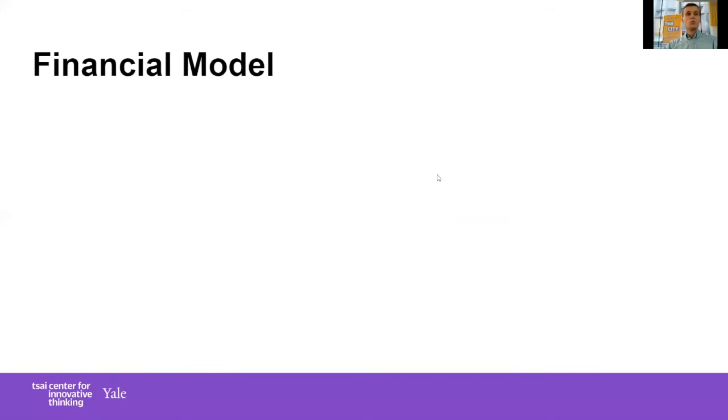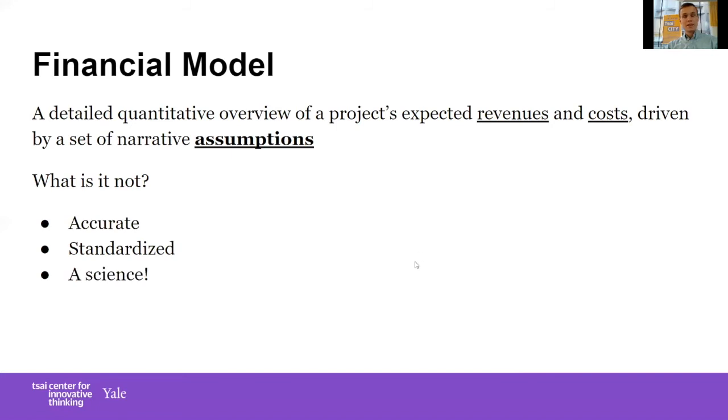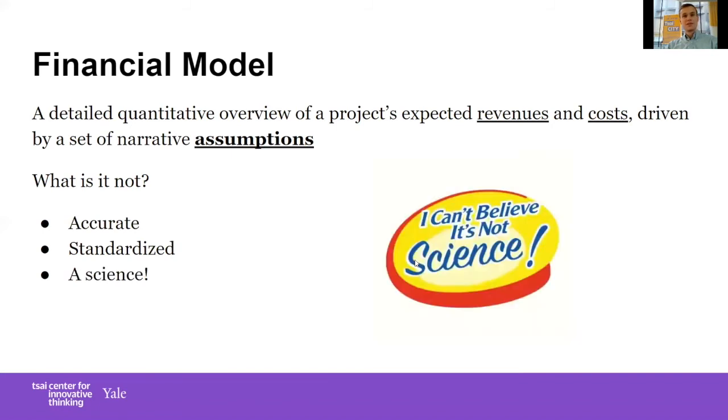So more formally, what is a financial model? A financial model is a detailed and quantitative overview of a project's expected revenues and costs driven by a set of narrative assumptions. A financial model is not necessarily accurate. It's not standardized. And it's not really a science, it's more of an art.